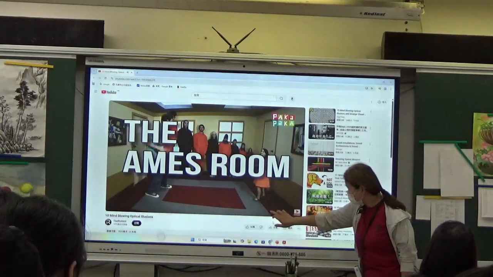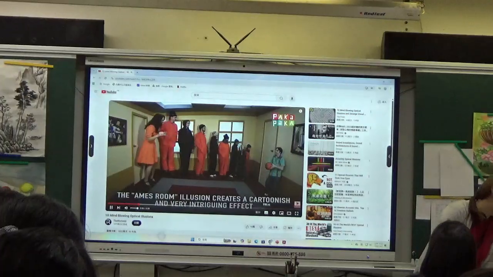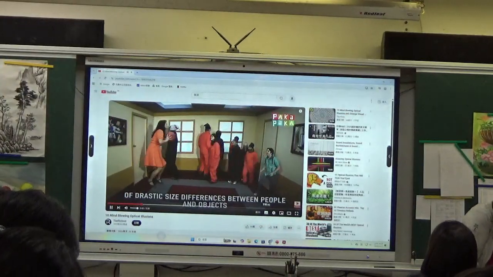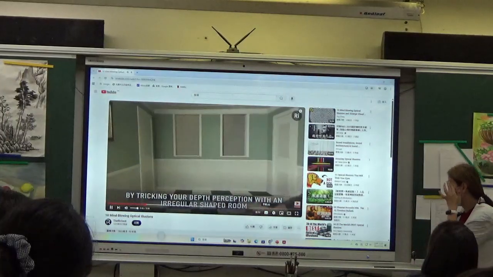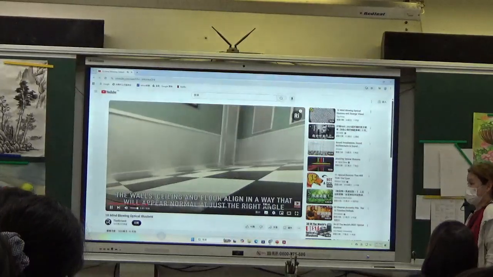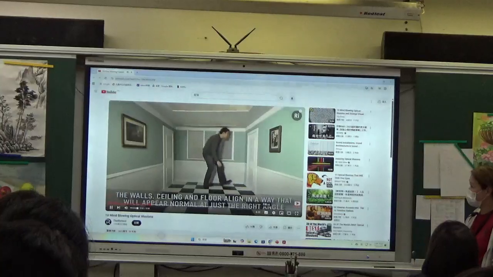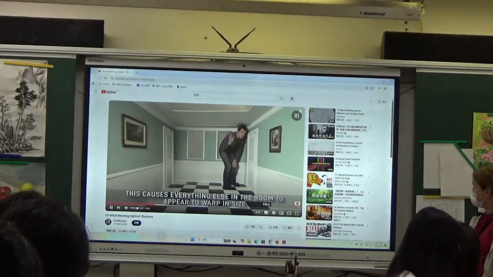The Ames Room. The Ames Room illusion creates a cartoonish and very intriguing effect of drastic size differences between people and objects. By tricking our depth perception with an irregular shaped room, the walls, ceiling, and floor align in a way that will appear normal at just the right angle. This causes everything else in the room to appear to warp in size.